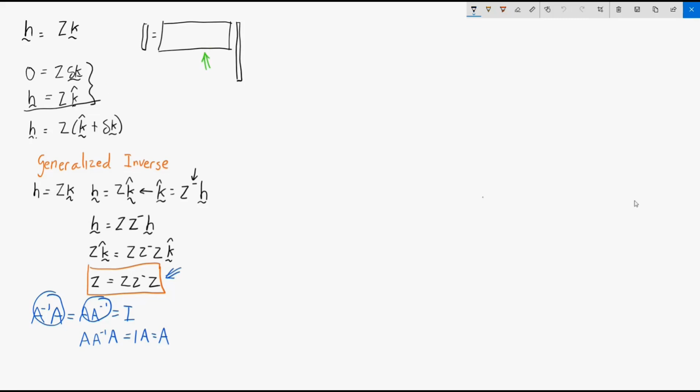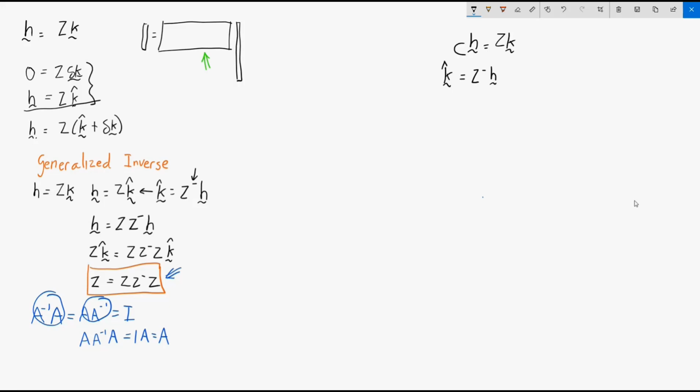Let me now move over to this side of the tablet to extend the discussion. We'll start off with our fundamental equation, h equals Zk. Now suppose that I've found a generalized inverse. Suppose that I've solved for k hat. I've solved the inverse problem to obtain k hat, which equals a generalized inverse times my observation vector.